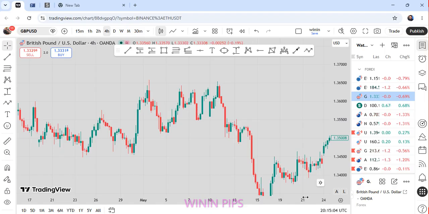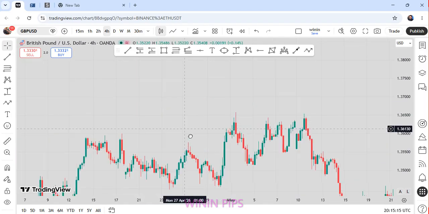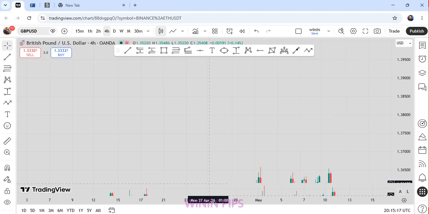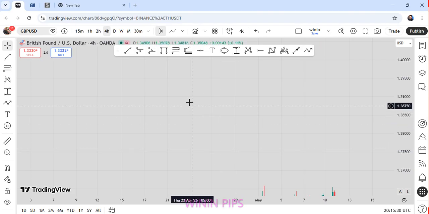Alright, so this is GBP USD. This is our chart. We're going to look at it and look at how to read price charts. Knowing how to read the charts is like a driver knowing road signs and how to apply them. It's as simple as that. Very simple stuff.